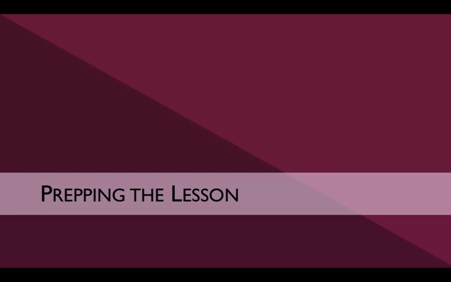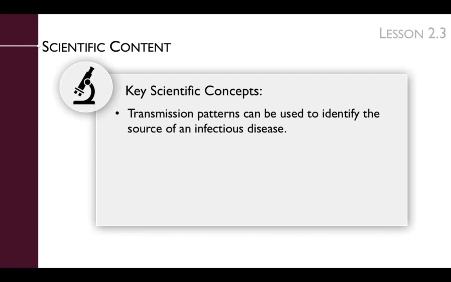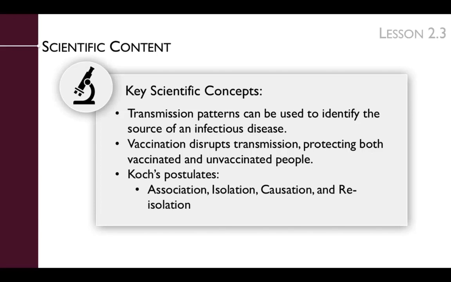To prepare for this lesson, you'll need to review the following key scientific concepts. Transmission patterns can be used to identify the source of an infectious disease. Vaccination disrupts transmission, protecting both vaccinated and unvaccinated people. And you'll want to review Koch's postulates: association, isolation, causation, and re-isolation.